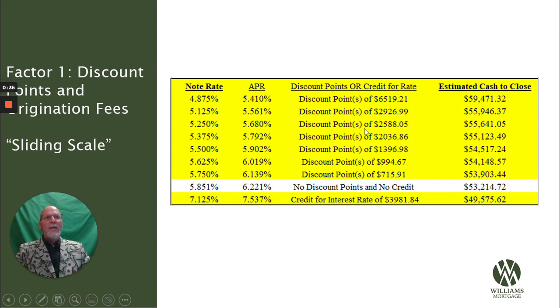Factor number 1 is discount points and origination fees. What many lenders fail to explain is that there are often multiple mortgage rates available on a given day for most every loan type. The mortgage rates available on a given day function much like a sliding scale between discount points, commonly called points, and lender credits.